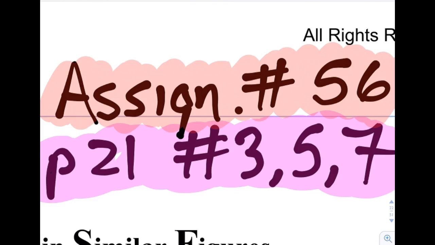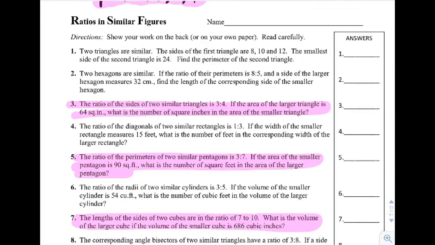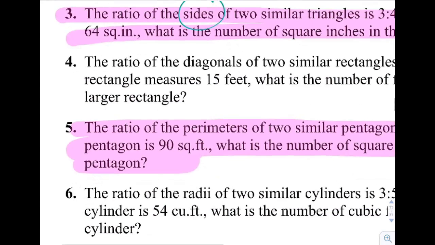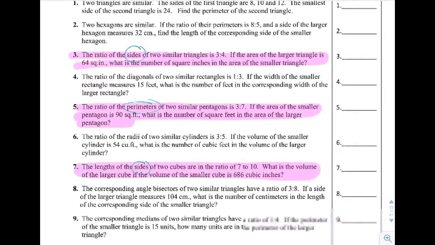Alright, so the homework is assignment number 56, page 21, numbers 3, 5, and 7, which are these right here. And they're actually much simpler versions of the ones that we just went over, because if you look at the beginning of it, the ratio of the sides, you're starting with exponent 1. The ratio of the perimeters, those are sides, you're starting with column 1. The lengths of the sides, you're starting with column 1. So it's the same process with that little chart. It's just going to be a little bit easier than the other problems were before.